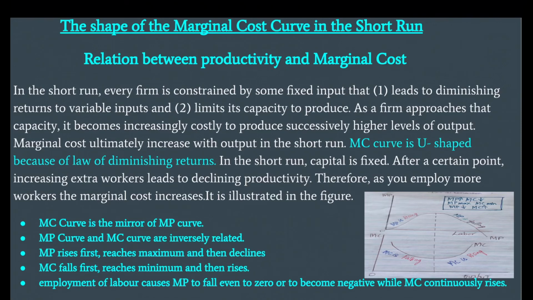So the highlight of the figure is that the MC curve is the mirror of the MP curve. The MP curve and MC curve are inversely related. MP rises first, reaches a maximum and then declines, and MC falls first, reaches a minimum and then rises. Employment of labor causes MP to fall even to zero or to become negative while MC continuously rises.